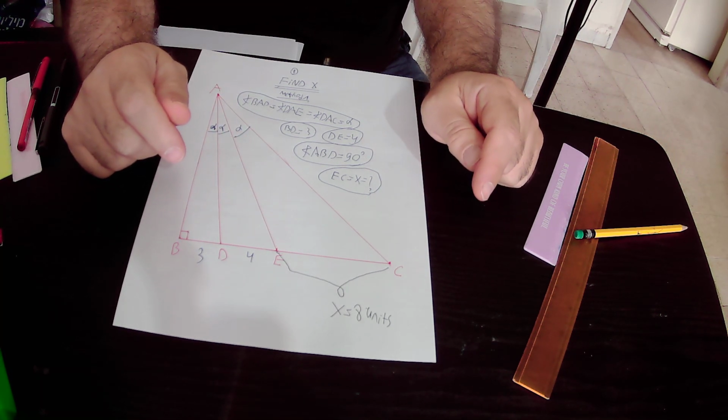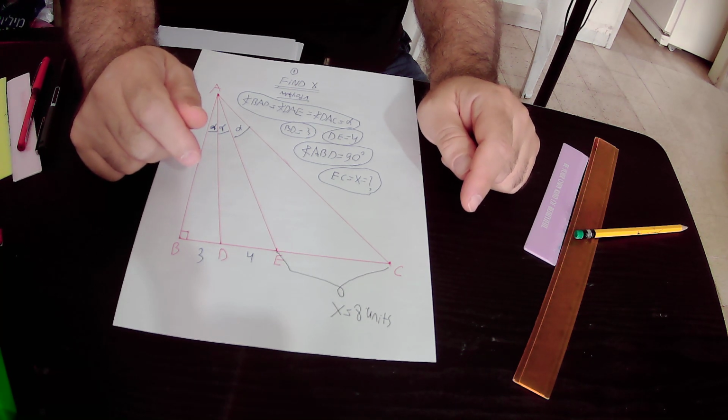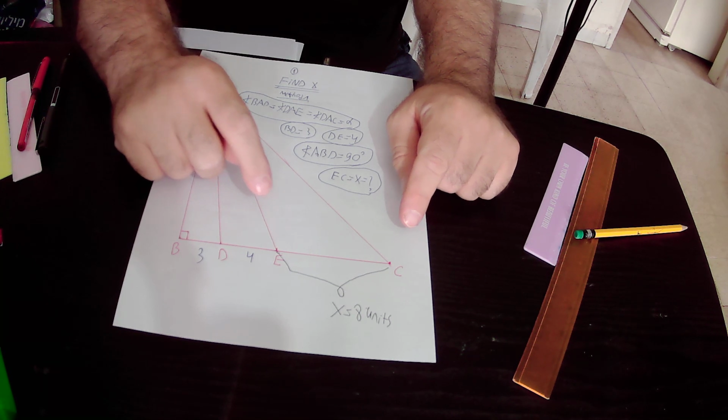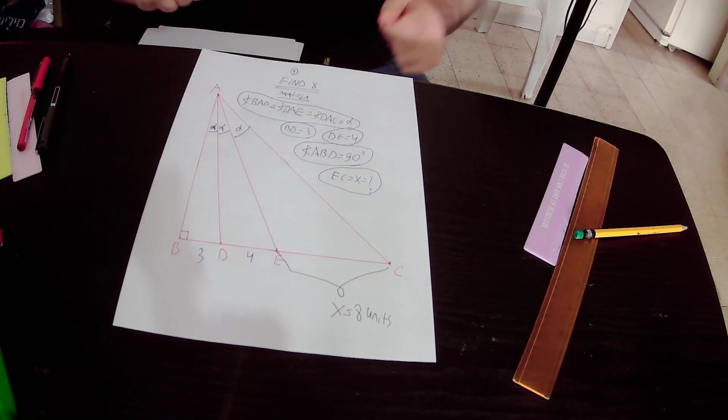So we found in both methods that the value of EC, which equals x, is 8 units. Okay, thank you very much.